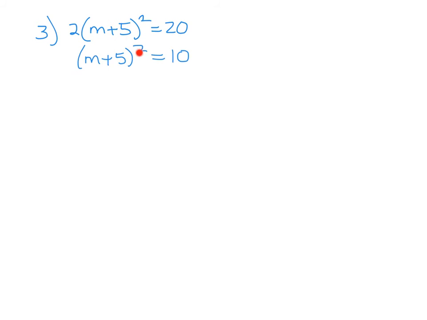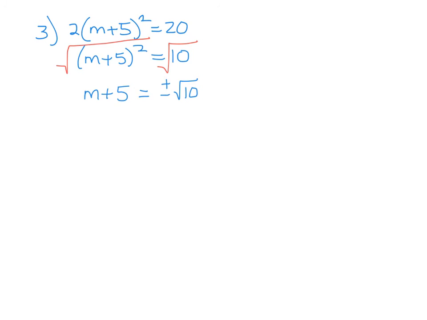Something's being squared. The opposite of squaring is take the square root. And do that to both sides. When you take the square root of something squared, like m plus 5, that'll leave you with just m plus 5 equals, and the square root of 10, I don't know the square root of 10, so it'll be positive or negative the square root of 10. And I can't really break 10 down. It doesn't have a perfect square factor.